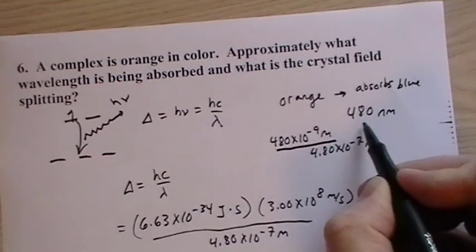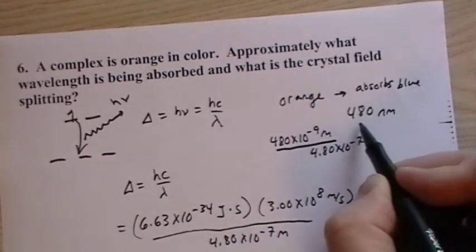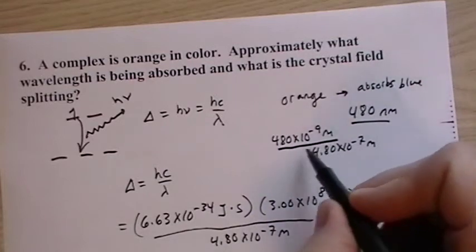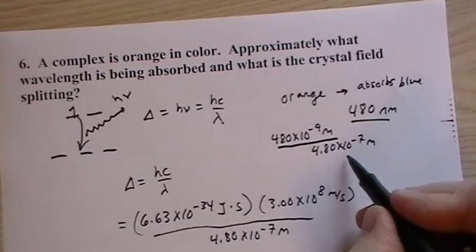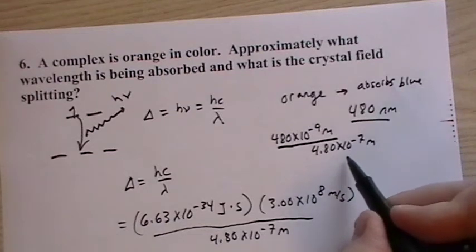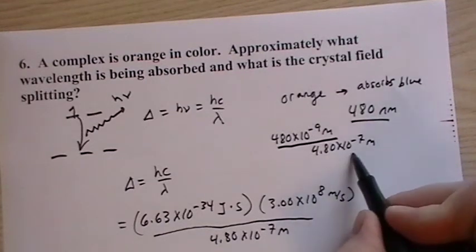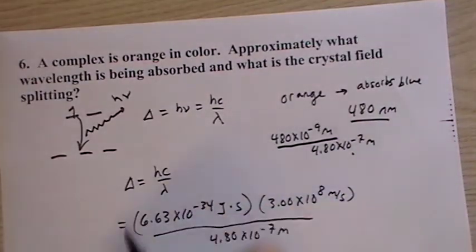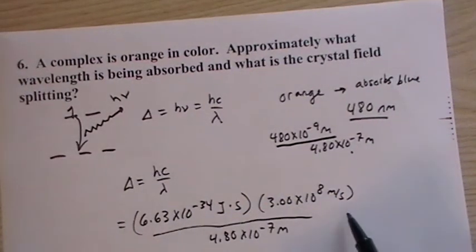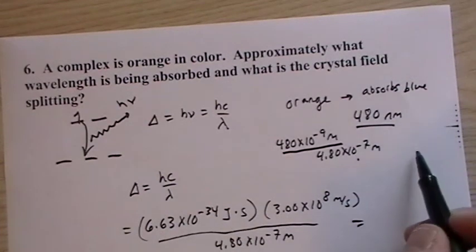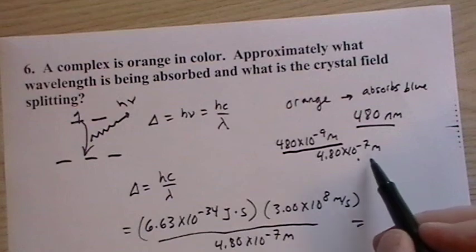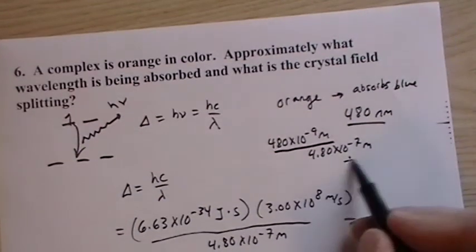You might say, well, isn't it a range? Yes, it's certainly a range of blue colors and orange colors, but we'll just go with the average number that they gave us. It should be pretty much the same range, somewhere within 5% of each other. So we change to meters, and then we just plug it into this equation, and I didn't do it out. What is the crystal field splitting? Okay, so we found the wavelength.